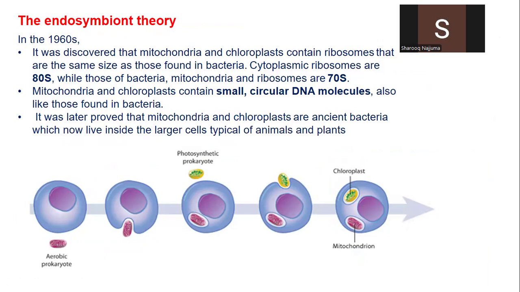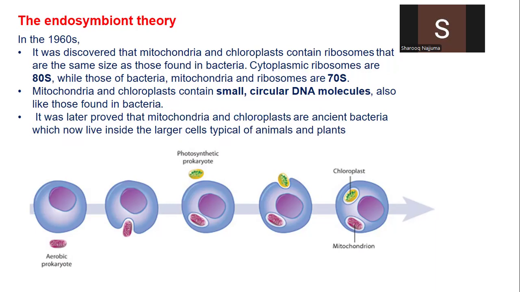Now, we need to look at the endosymbiotic theory. What is this theory about? When scientists observed mitochondria and chloroplasts, they found out that these two organelles had ribosomes that were smaller in size and similar to the ribosomes in bacteria. When you look at the cells where the mitochondria and chloroplasts are found, the cells have bigger ribosomes, 80S ribosomes. But the chloroplasts and mitochondria have smaller ribosomes.